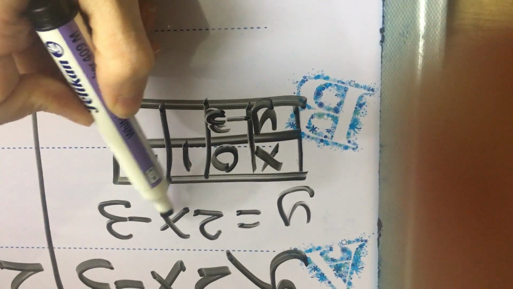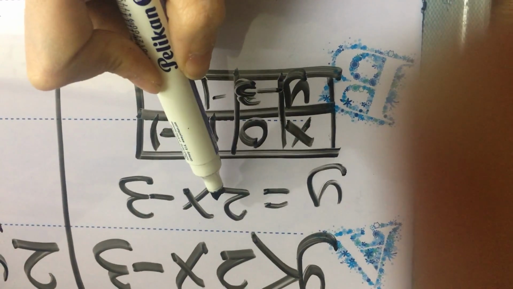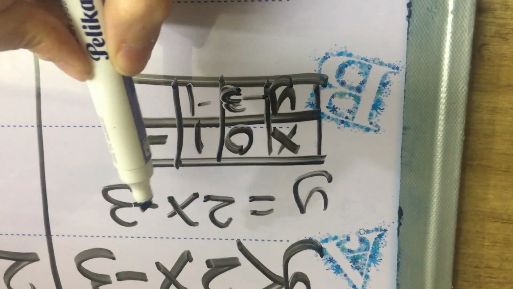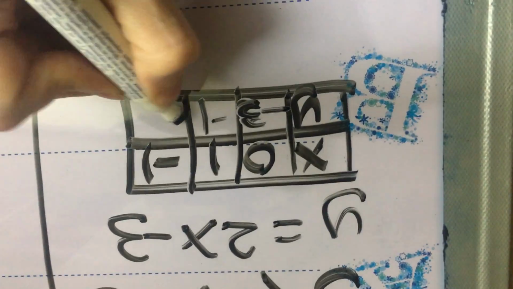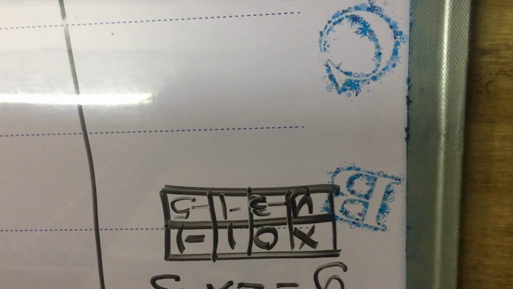2 times 1 is 2. 2 minus 3 is negative 1. And 2 times negative 1 is negative 2. Negative 2 minus 3 is negative 5. And those will be the points, so we need to graph them.